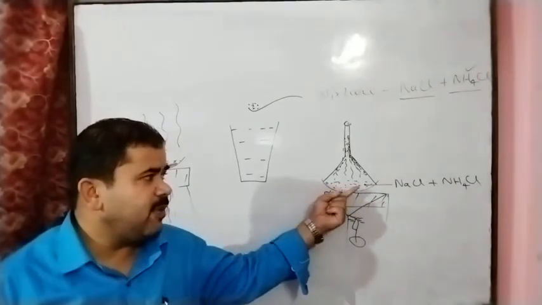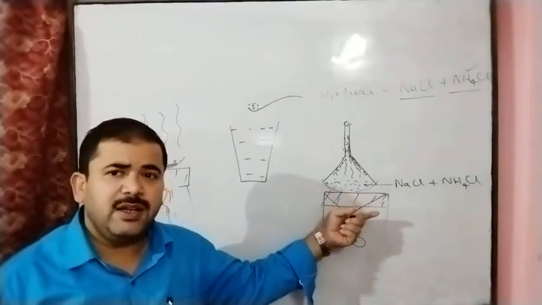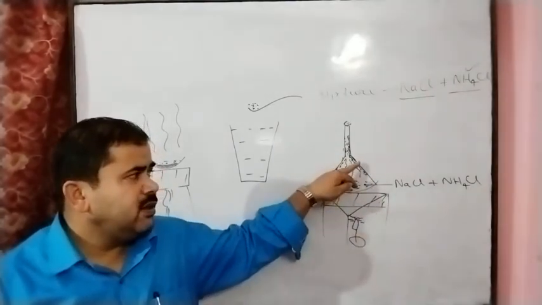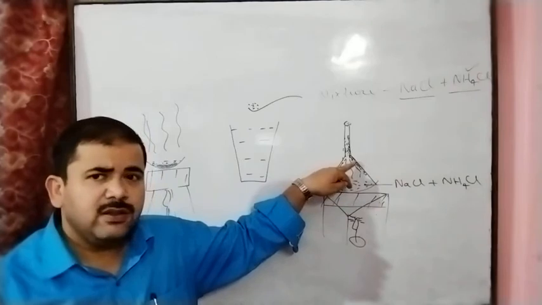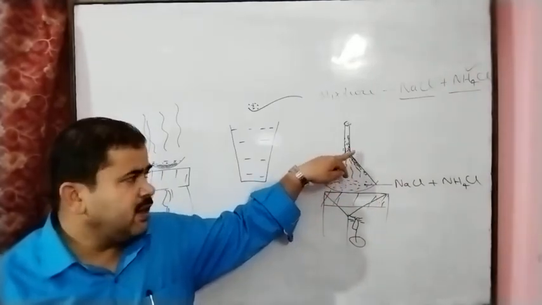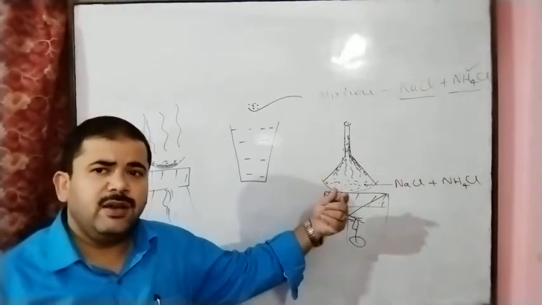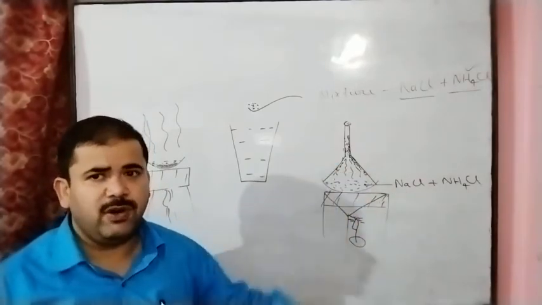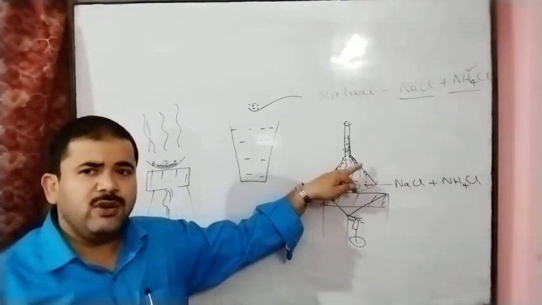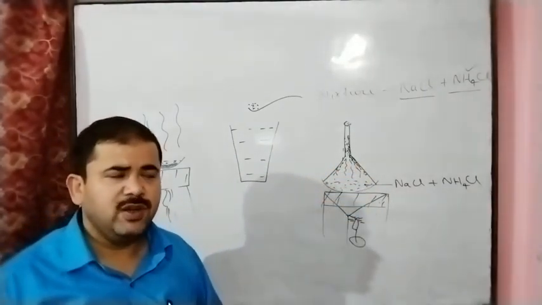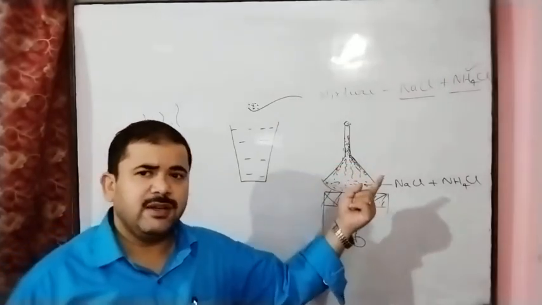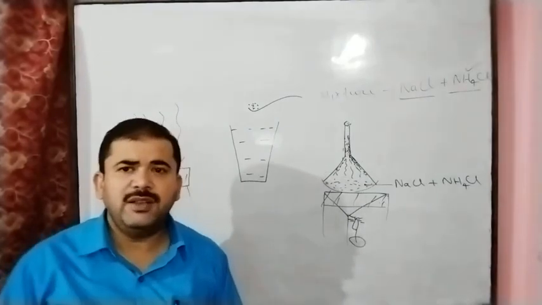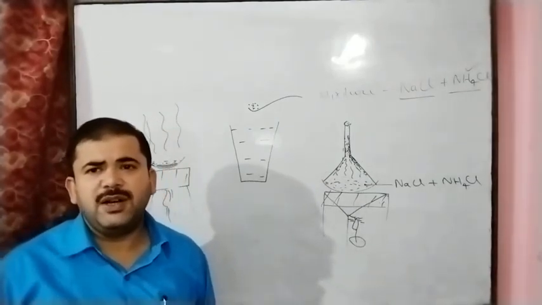So this is the mixture of NaCl and ammonium chloride. By heating, ammonium chloride changes to vapor form, and by cooling, the ammonium chloride settles on the wall of the funnel, and we can get it again in the solid form, separately, in the pure form. So here in this ammonium chloride, there are no particles of sodium chloride. Only ammonium chloride we will get by cooling in the solid form. So by this method we can easily separate the components.